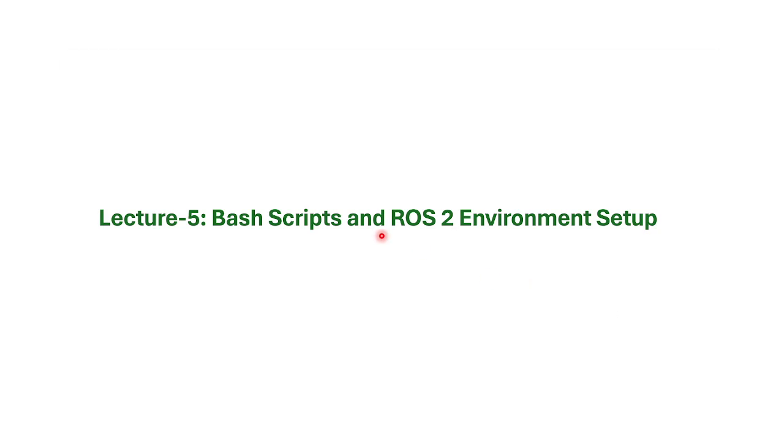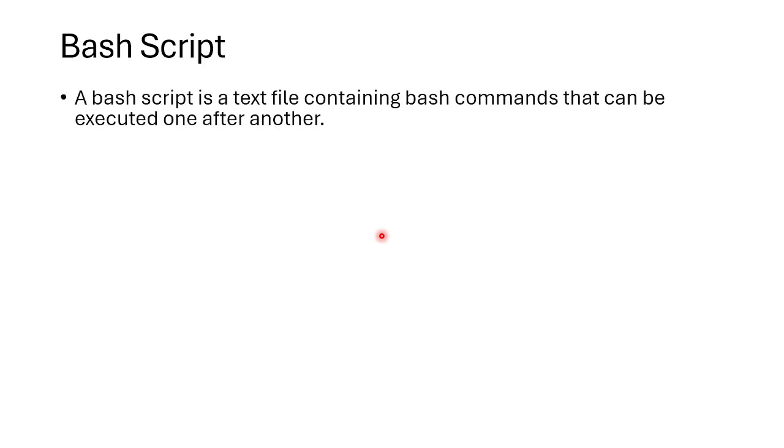So in this lecture, I'm going to go over the definition of bash scripts, as well as how to set up the ROS2 environment using a bash script. So a bash script is a text file containing bash commands that can be executed one after another.